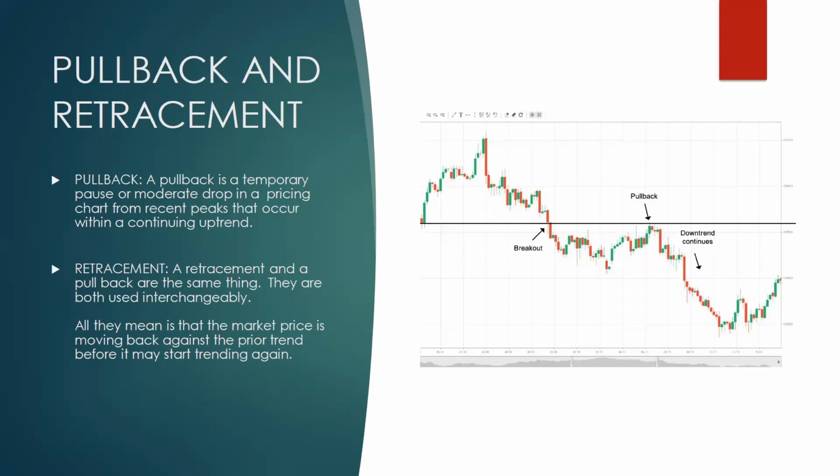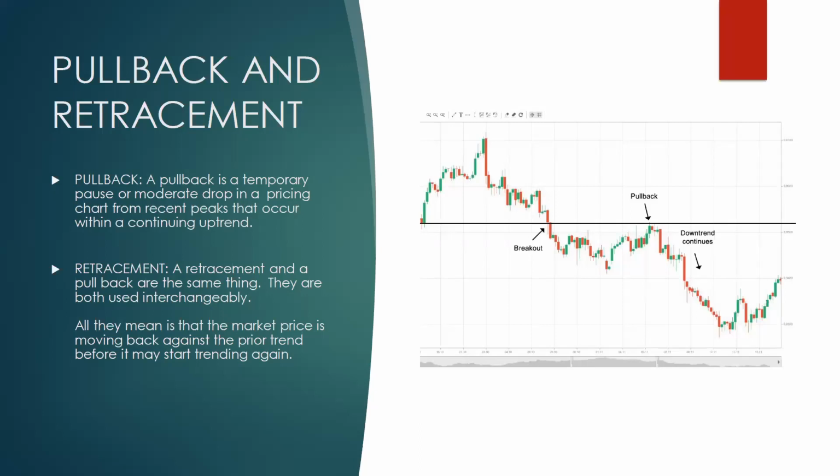Yes. All right, so we want to talk about pullback and retracement. A pullback is a temporary pause or moderate drop in a price chart from recent peaks that occurs within a continuing trend. A retracement and a pullback are the same thing. They are used interchangeably. All they mean is that the market is moving back against the prior trend before it may start trending again.